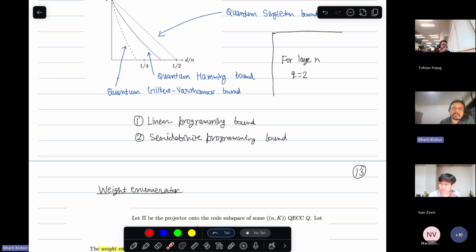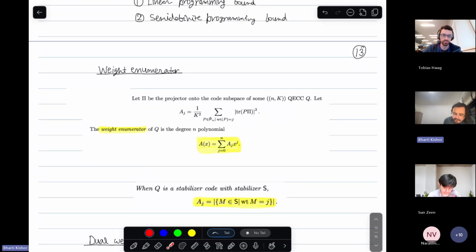So let's try to look at these bounds. For that, we need to define a few kinds of enumerators, like weight enumerators and so on. So what is a weight enumerator? An important concept here. So weight enumerator is defined in this manner. Let's say Pi is the projector onto the code subspace of some small n, k quantum error correcting code.